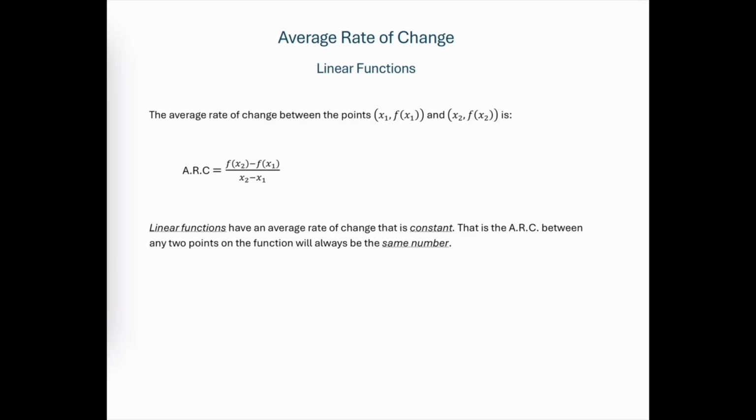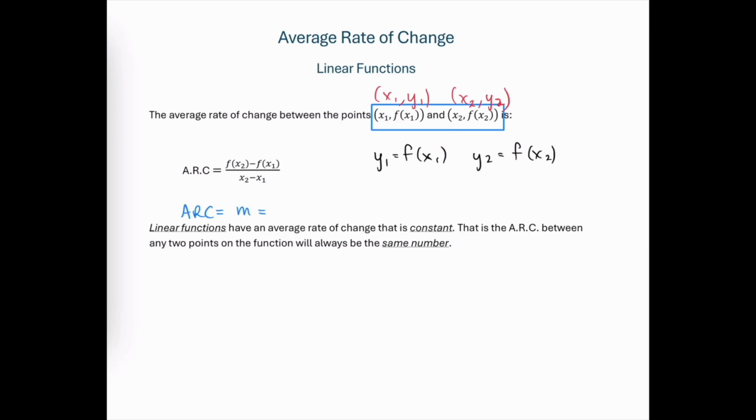The average rate of change between 2 points is given by the following formula. First, let's notice that these 2 points are the same thing as x1, y1 and x2, y2, but the y coordinates have been written using functional notation. So recall that the average rate of change between 2 points is the same thing as the slope of the line that contains those 2 points, which is y2 minus y1 over x2 minus x1, but our average rate of change formula is going to use the functional notation for y2 and the functional notation for y1.